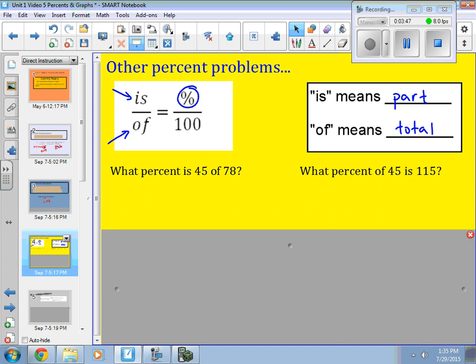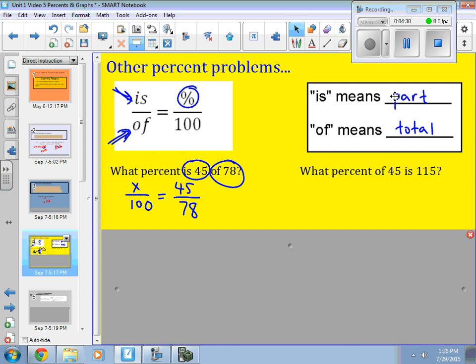So on your note sheet, you have this example. It says, what percent is 45 of 78? So if you were going to set that up, you want to do what percent, so we don't know what the percentage is. We can use a variable like x out of 100 equals, it is 45 of 78. So "is" 45, that's telling us that's the top number, that's the part, of 78. "Of" means the total, so that goes on the bottom. So now if you do like we did before, cross multiply and divide, we should get the answer.